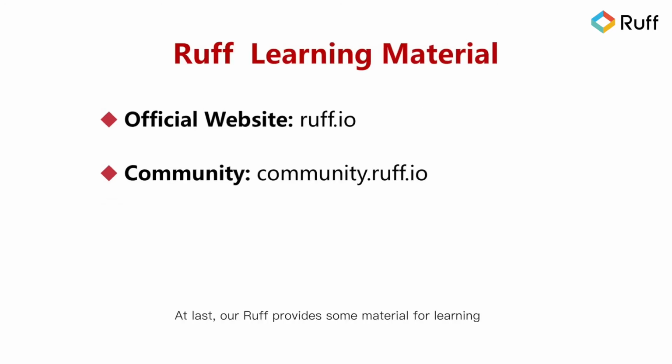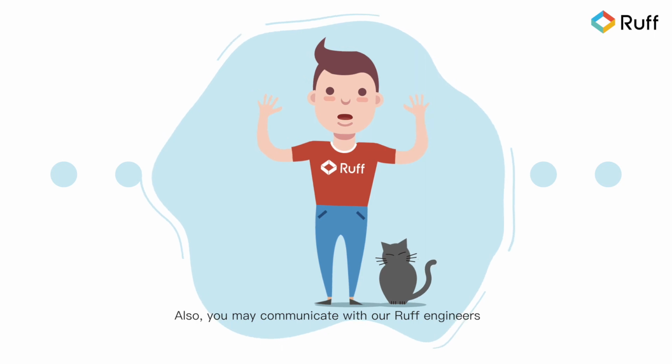At last, Ruff provides some materials for learning, which actually consist of 2 parts. One is the official website, which collects some documents and APIs, as well as some mature cases for your information. The other is the community, where you may share with other developers some IoT development results of your own. Also, you may communicate with our Ruff engineers on some demands and characteristics.